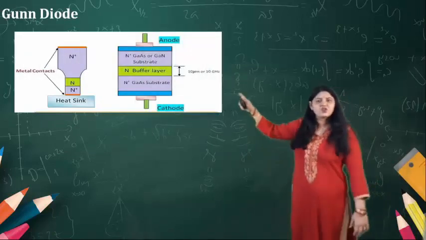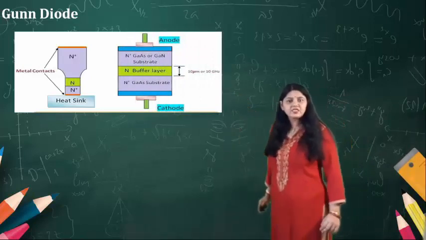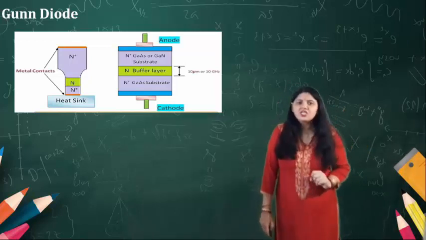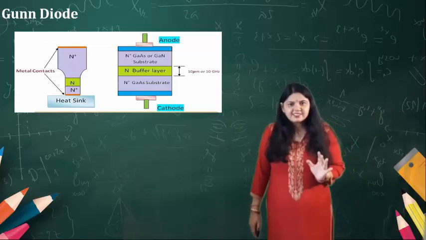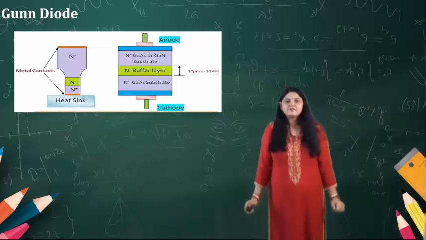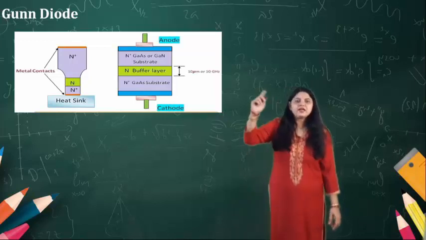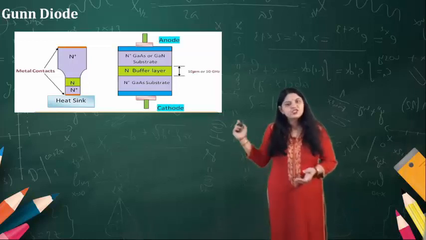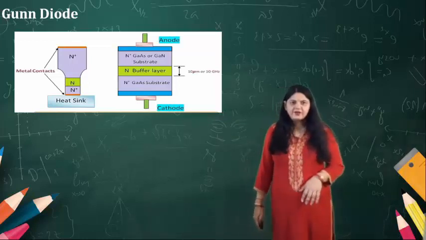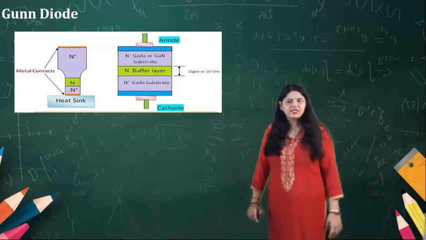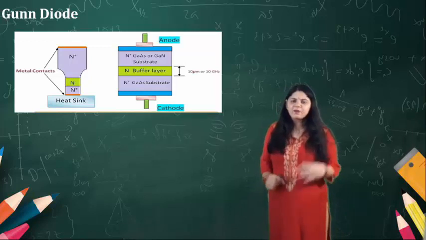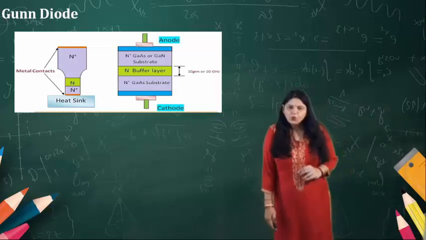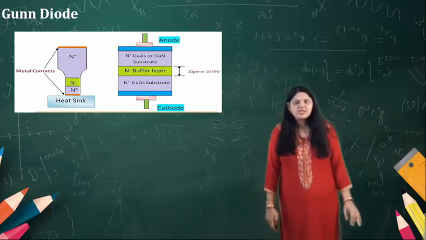This is the construction of the Gunn Diode. Here you can see that two N plus substrates are there, which are made up of GaAs, that is gallium arsenide, and between them there is a buffer, and the anode and the cathode are provided. To protect it from the temperature, a heat sink is also provided. Another construction you can see in the diagram is N plus, with an N layer between them, and two metallic contacts provided to the two N plus terminals.